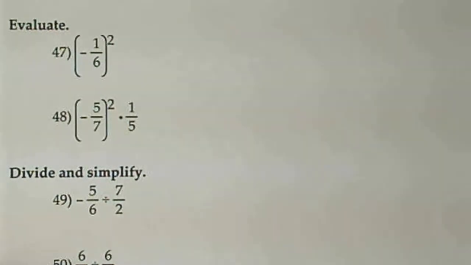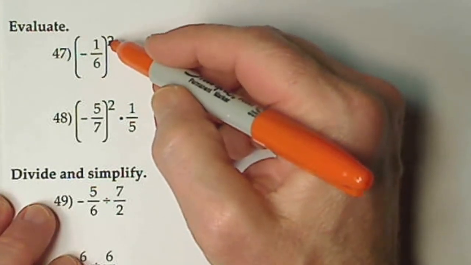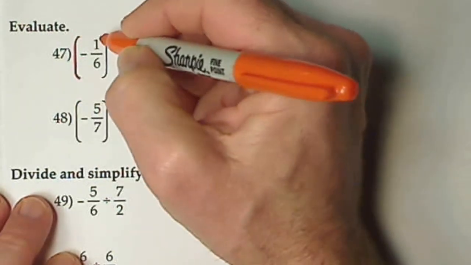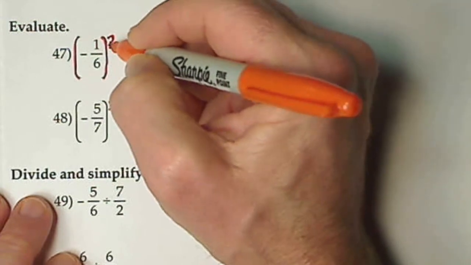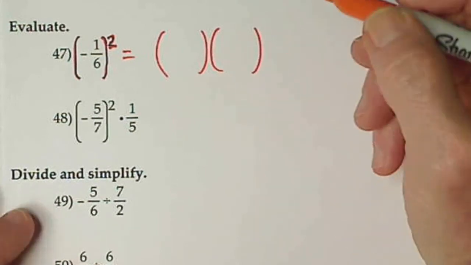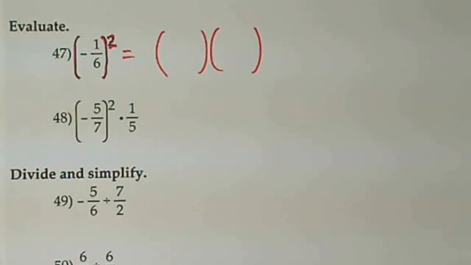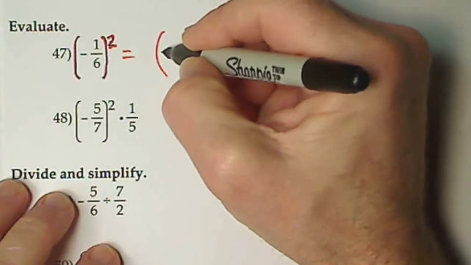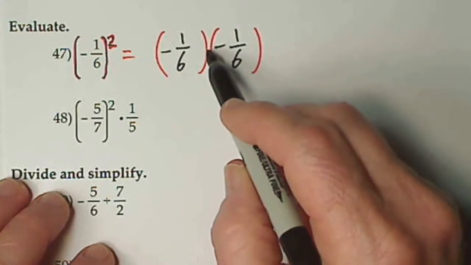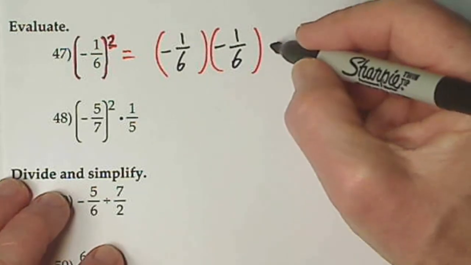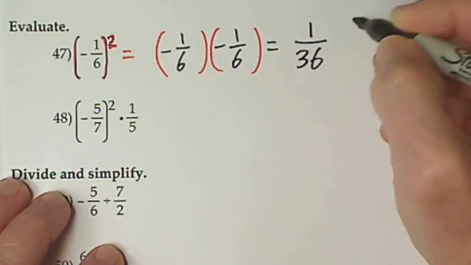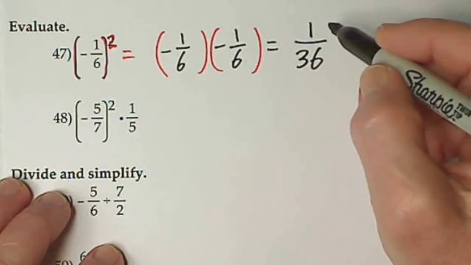Now, reading the shorthand of mathematics, when the exponent is present, whatever it's touching, that's what it applies to. So number 47 here, the 2 is touching the parentheses. That's what you have 2 sets of. All right. We happen to know that there's a negative 1/6 inside each set of parentheses, and parentheses next to parentheses means to multiply. So when you do that, you multiply straight across, you get a positive 1/36. Okay, negative times negative is positive.